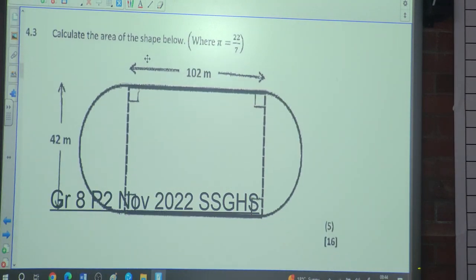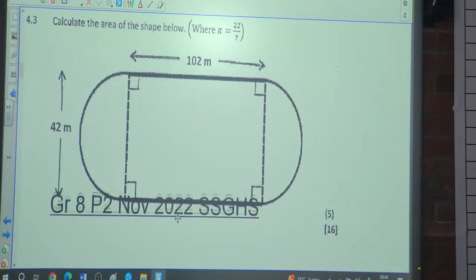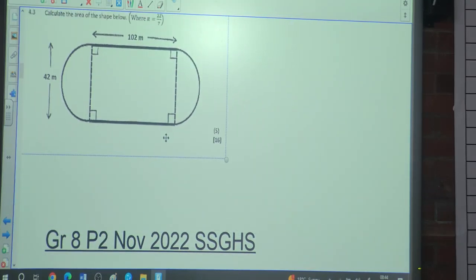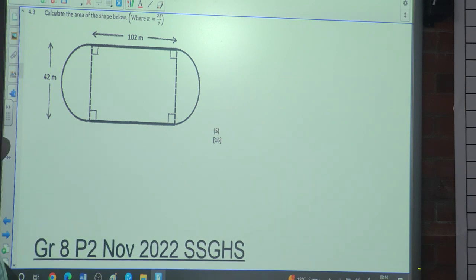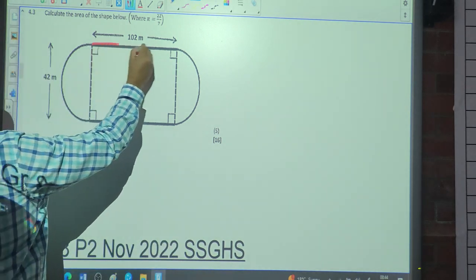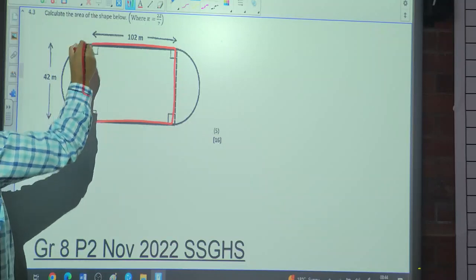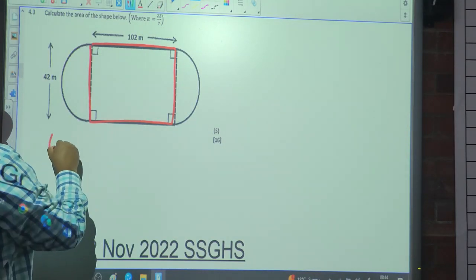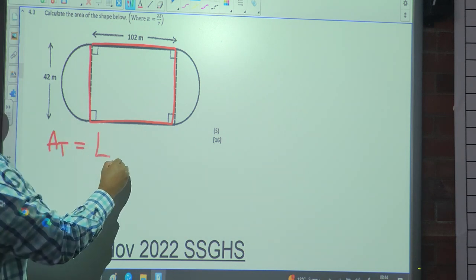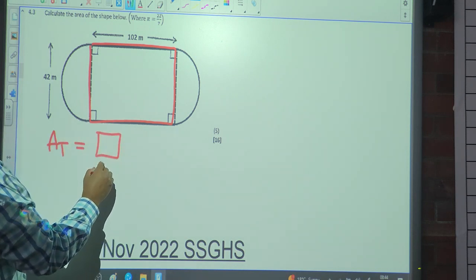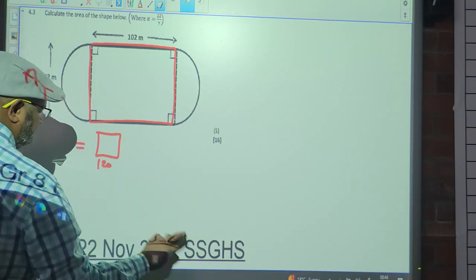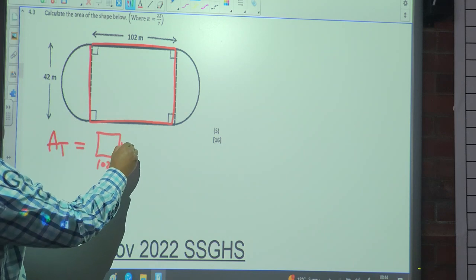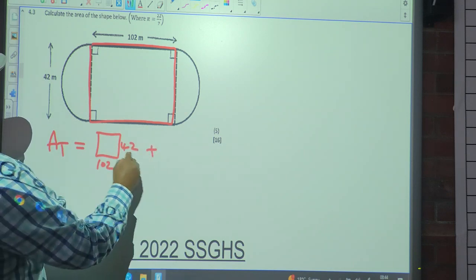Alright, next, calculate the area of the shape below. People, so what do you notice? What basic shapes do you see here? A rectangle, yes? And 2 semicircles. We put 2 semicircles together, what do we get? A circle. So the total area would be the area of this rectangle, measuring 102 by 42, not so? You must add the area of a circle.